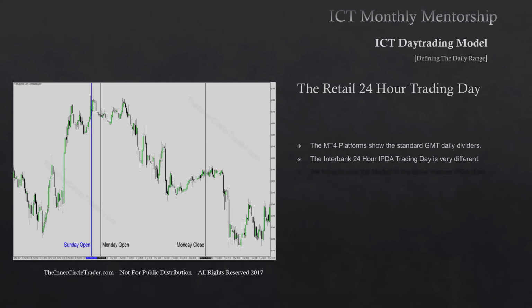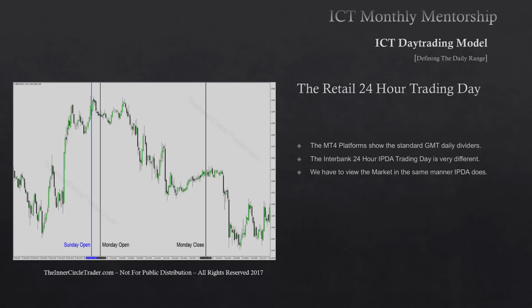The interbank 24-hour IPTA trading day is very different. So if it's going to be a high probability trade scenario that we're going to be looking for, it stands to reason we have to start with the same reference point that IPTA itself, the interbank price delivery algorithm, uses in referencing time. So we're going to have to use the same thing that IPTA does when we view price in the element of time of day.